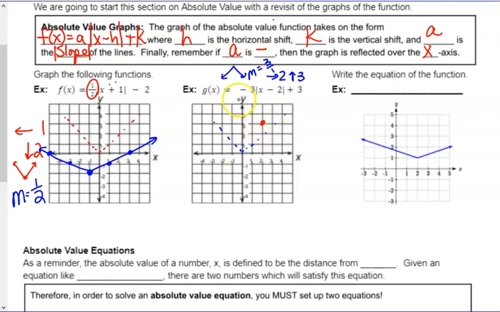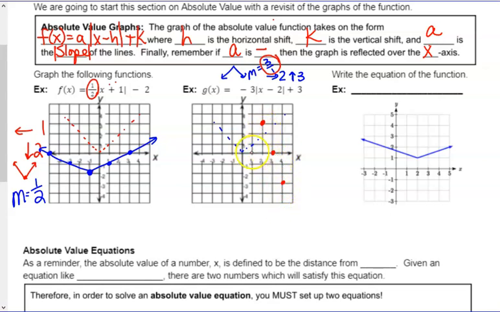Now, if it was positive, I would make sure it goes like this, but now it's negative, so that means I'm going to have my V shape upside down. This slope, rise over run, means I'm going in the downward direction. We're going to go down 3 to the right 1 and get a new point. Down 3, right 1.